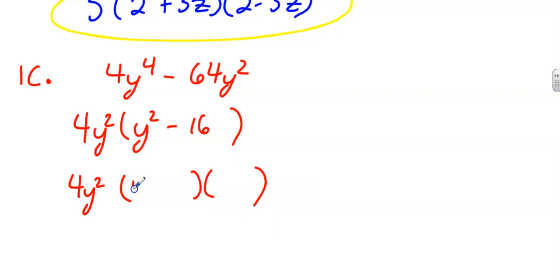Okay, so y squared would be y times y. 16 again is a perfect square number, so we're doing 4 times 4. Again, one's a positive, and one would be a negative.